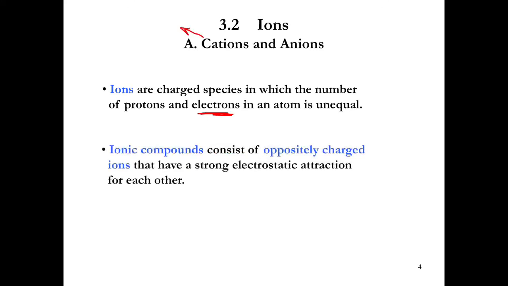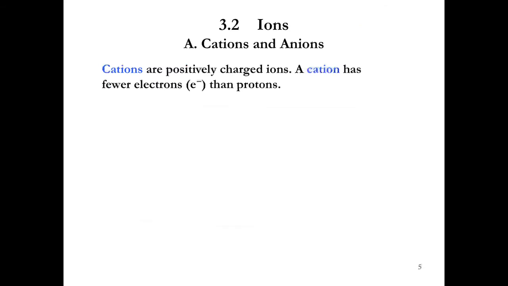So opposites attract. Cations are positive ions, and anions are negative ions. So if we form some positive ions and some negative ions through the transfer of electrons, the positives and negatives are going to be attracted to one another. And that's what ionic bonding is. So let's talk about these two types of ions.